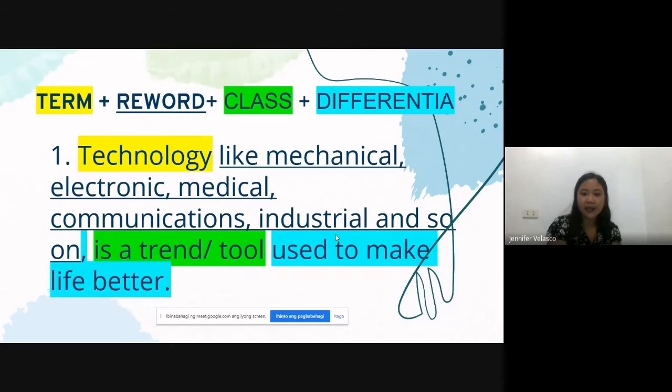Technology like mechanical, electronical, or electronic, medical, communications, industrial, and so on is a trend or a tool used to make life better. Okay, so what is the term, Stephanie? Technology, ma'am. Very good, Stephanie. And the reward is the underlined words from the word like down to so on. And this reward is by giving you examples. Okay, it's by example.